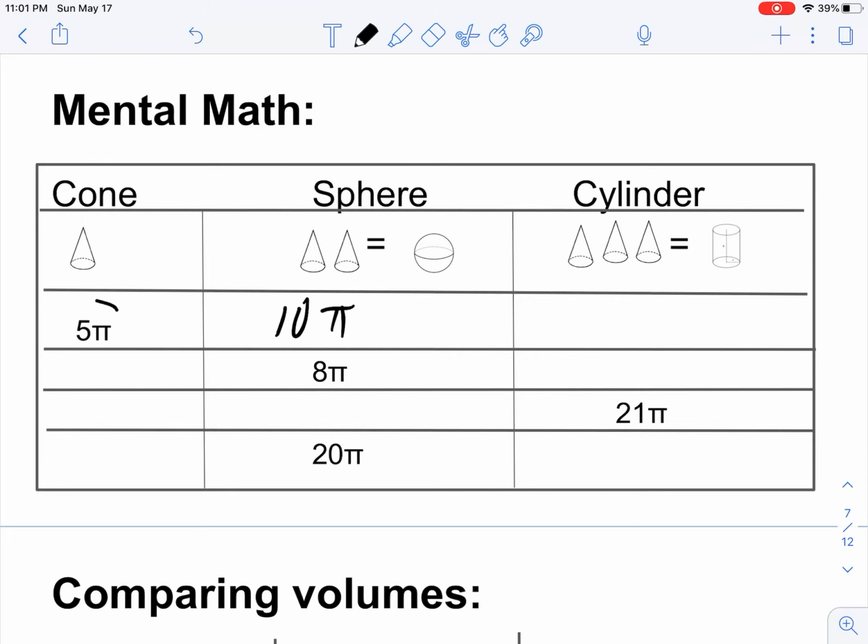And what would the cylinder's volume be? Well, 3 times as much as the cone. We're always going to use that cone. So 3 cones would give us 15 pi. Okay, we're going to work backward towards the cone in the second one.